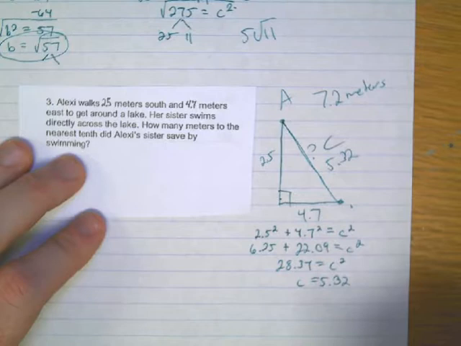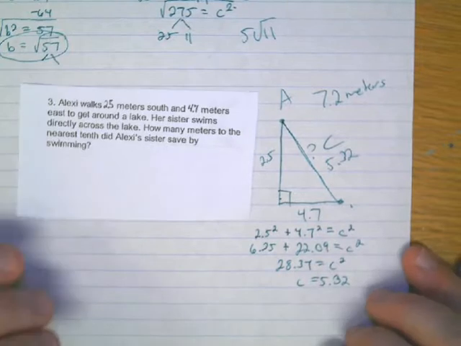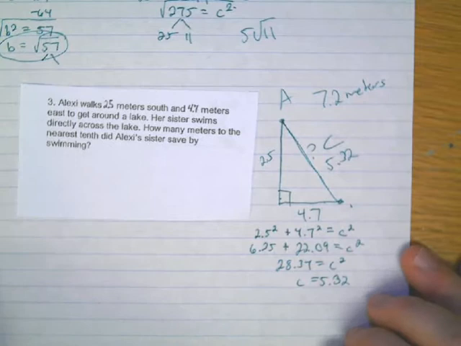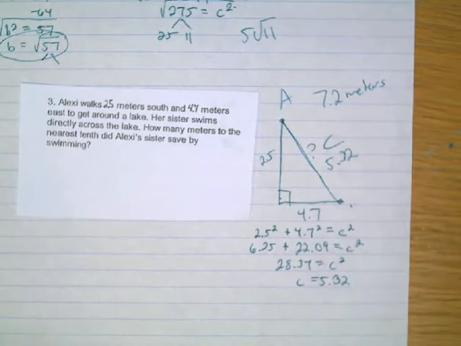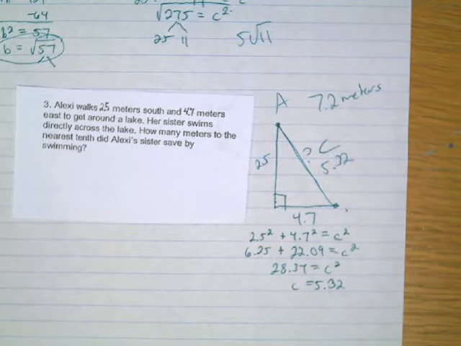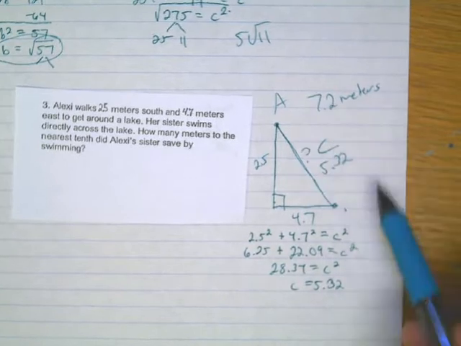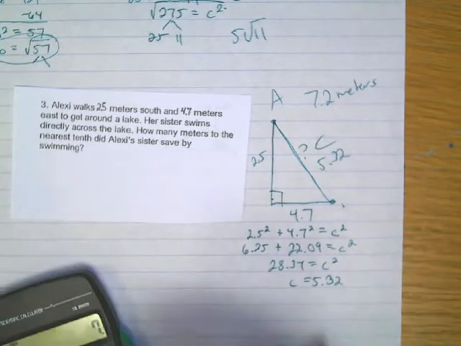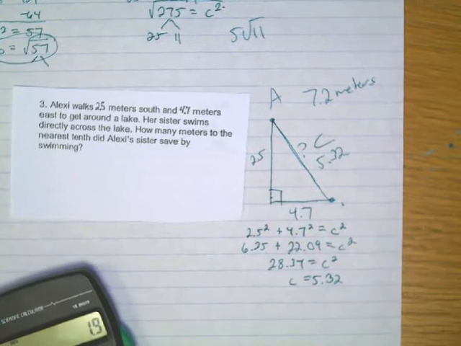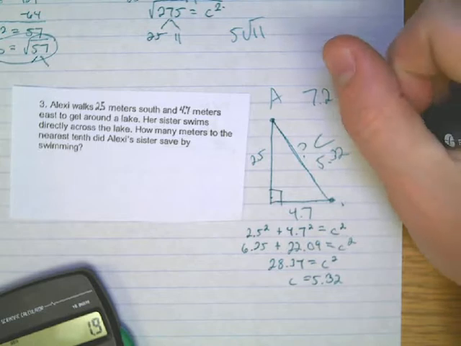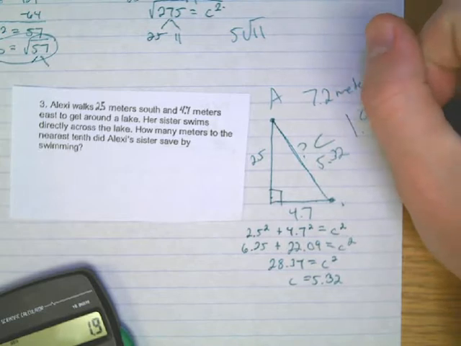Okay, but we haven't quite answered the question. How many meters to the nearest tenth did Alexi's sister save by swimming? Okay? I hear little whispers in the background, and I concur with that whisper, and that needs to be subtract that number with this number. 7.2 minus 5.3. Alexi's sister saves 1.9 meters.